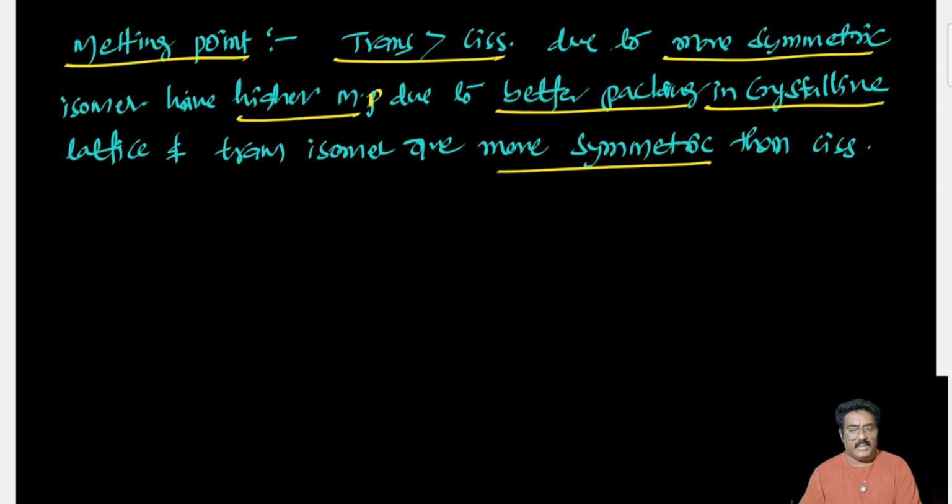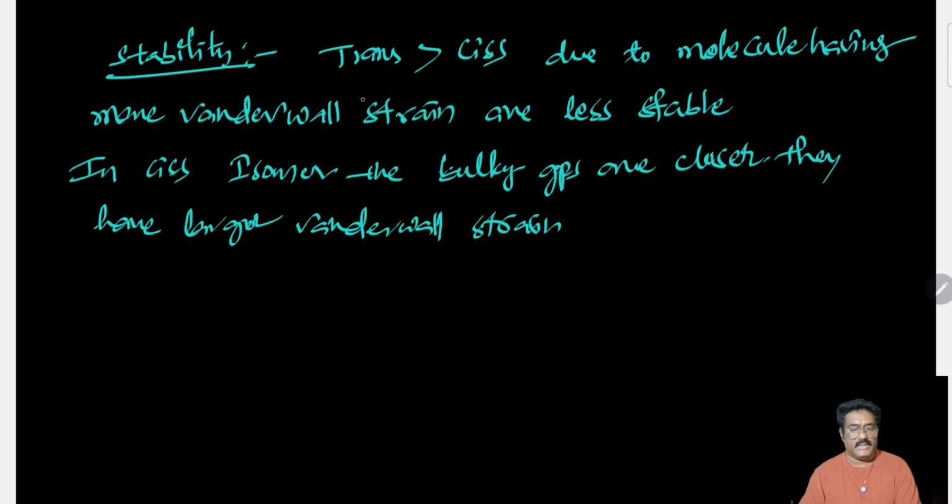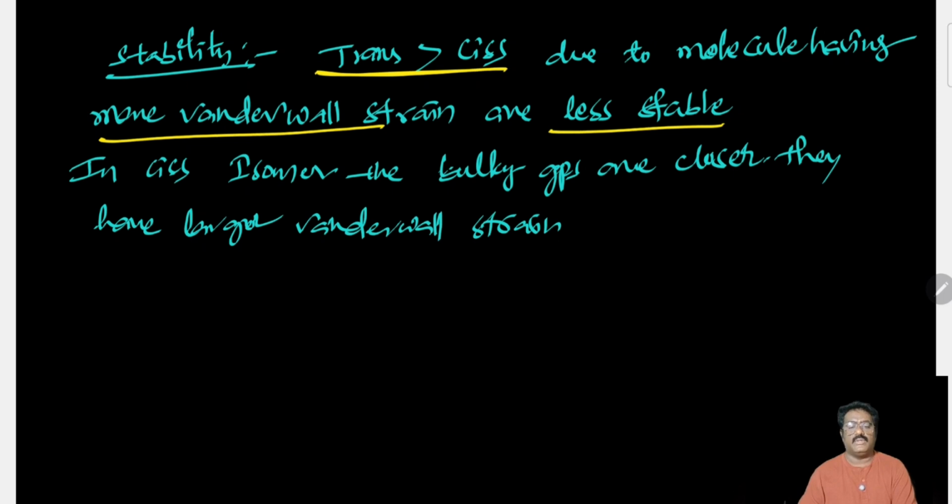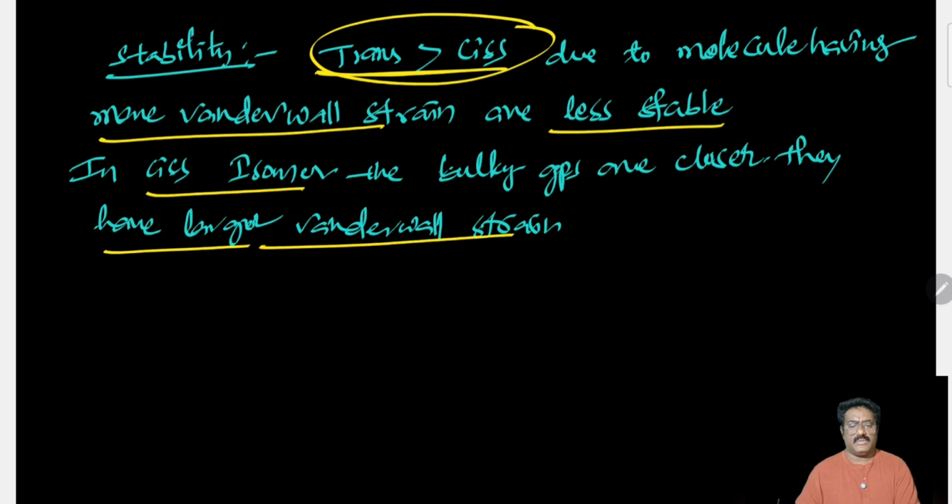Now coming to stability. The trans isomer is more stable than cis, because a molecule having more van der Waals strain is less stable. In the cis isomer, the bulky groups are closer, so they have larger van der Waals strain. That's why the stability of trans is greater than cis.